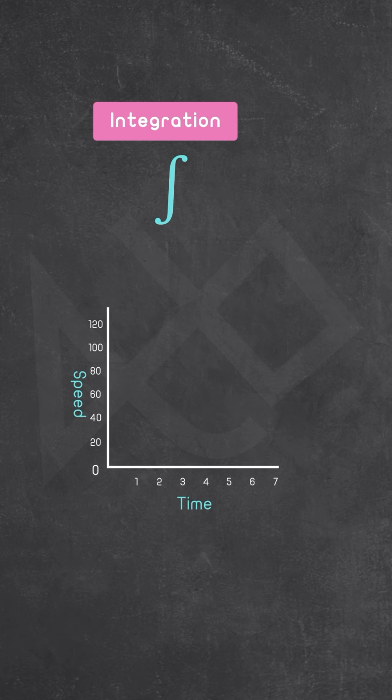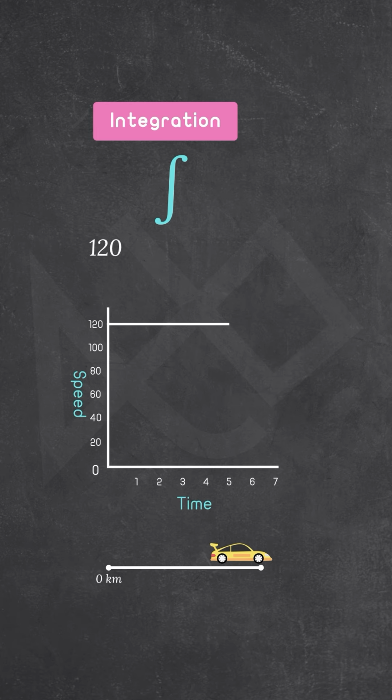Let's take an example. If we have a car starting from point 0 and it's moving at a constant speed of 120 for 5 hours, how far would it have traveled after 5 hours? We can calculate it quickly by saying 120 times 5, which is 600 kilometers. And here we can use integration.